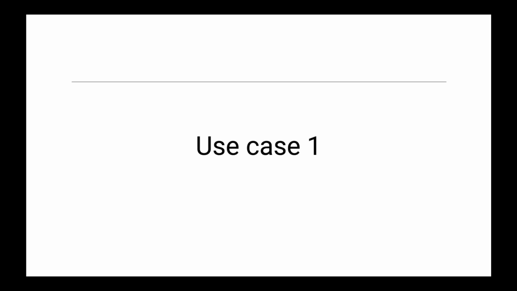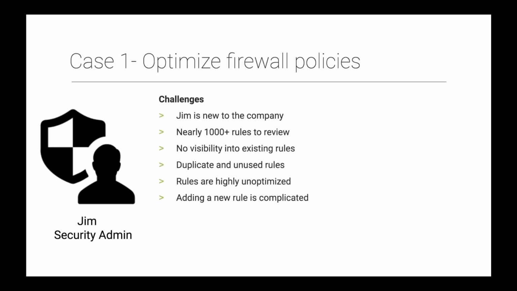Let us look at the first task in hand for Jim, how to optimize firewall policy. So Jim has the following challenges. It is a 10-year-old company and there are nearly more than 1,000 rules for him to review. He has to review each rule manually and has no direct visibility into the existing rules. And since it is an old company and rules have not been reviewed from day one, there are a lot of duplicate and unused rules.